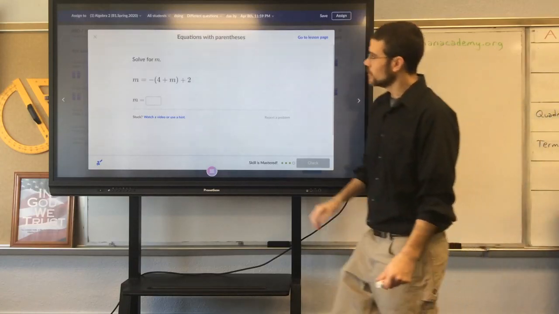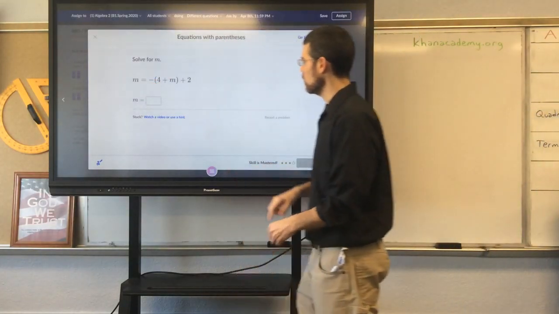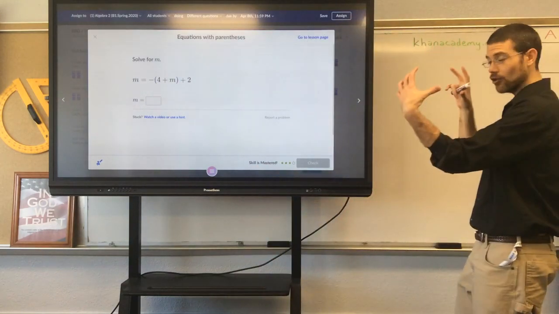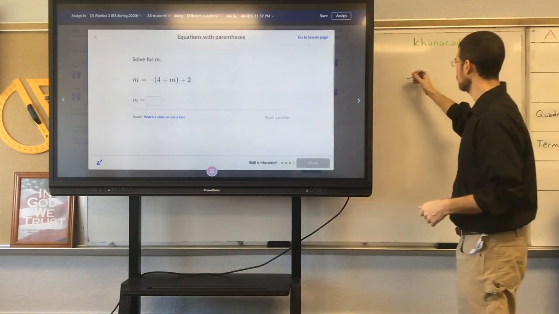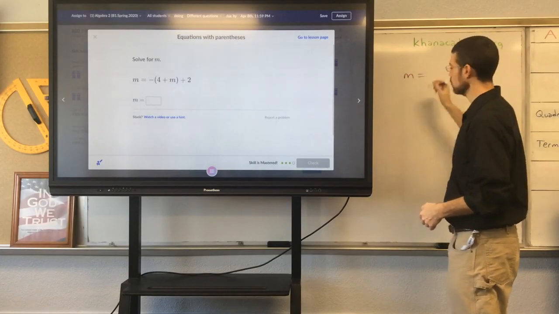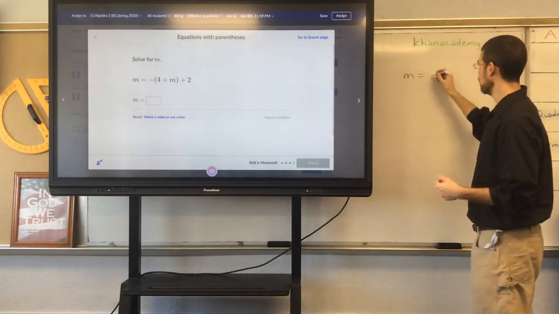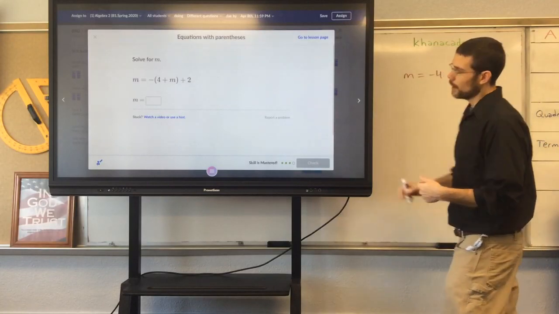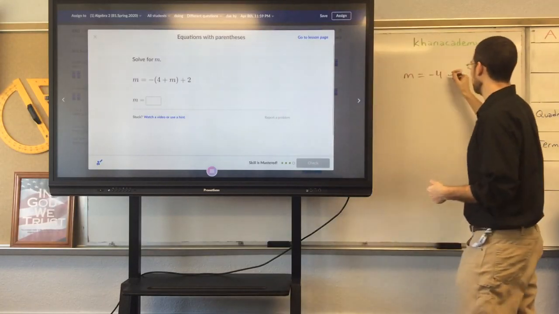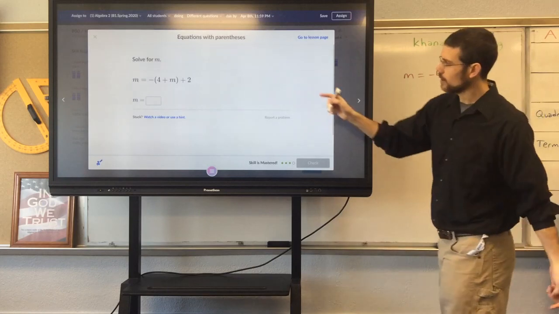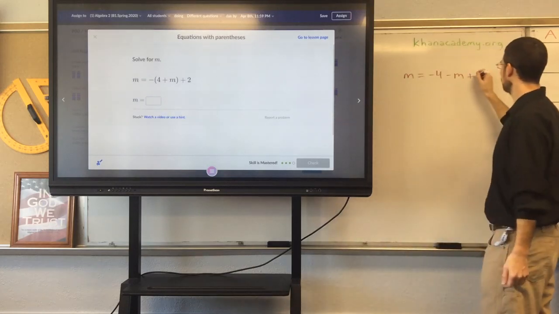All right, so we have m equals negative everything in the parentheses. So we're going to write out the equation and we're going to distribute. That's negative 1 times each thing in the parentheses. So we have negative 4 and we have negative m. All right, and then we have plus 2.